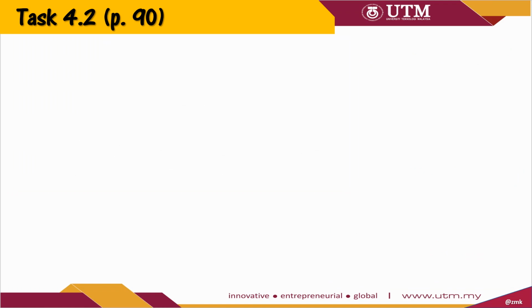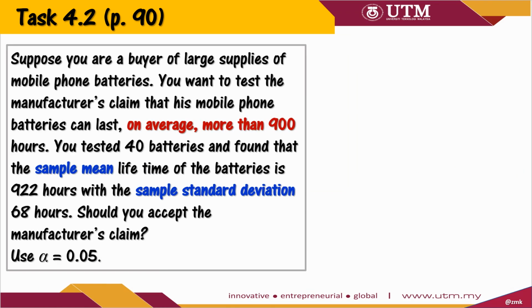Now look at another example based on task 4.2 in page 90. Suppose you are a buyer of large supplies of mobile phone batteries. You want to test the manufacturer's claim that his mobile phone batteries can last, on average, more than 900 hours. You tested 40 batteries and found that the sample mean lifetime of the batteries is 922 hours with the sample standard deviation 68 hours. Should you accept the manufacturer's claim, use alpha equal to 0.05.